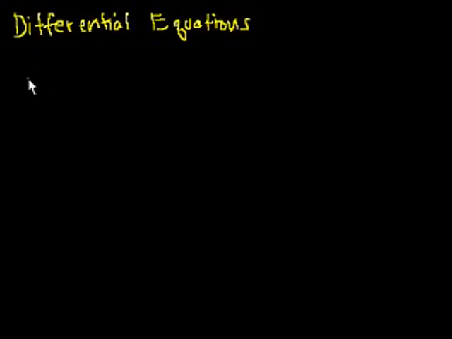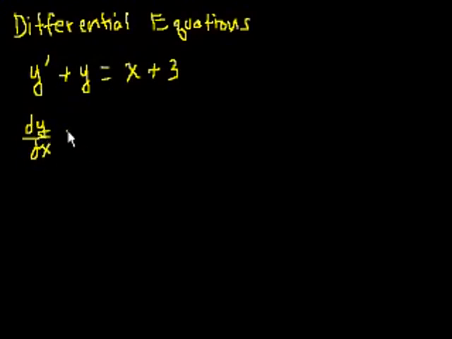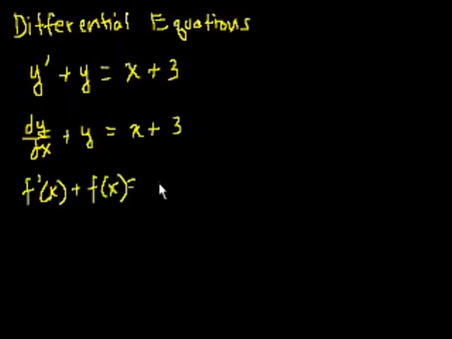Well, let's say that I said that y prime plus y is equal to x plus 3. Here the unknown function is y. We could have written it as y of x, or we could have written this as dy/dx, the derivative of y with respect to x, plus this unknown function y is equal to x plus 3. We also could have written f prime of x plus f of x is equal to x plus 3. All of these would have been valid ways of writing this exact same differential equation.